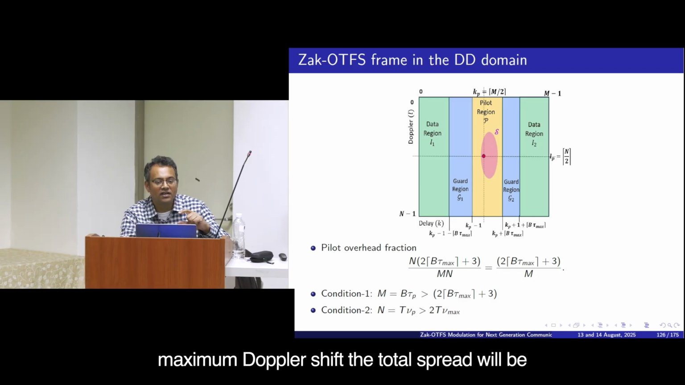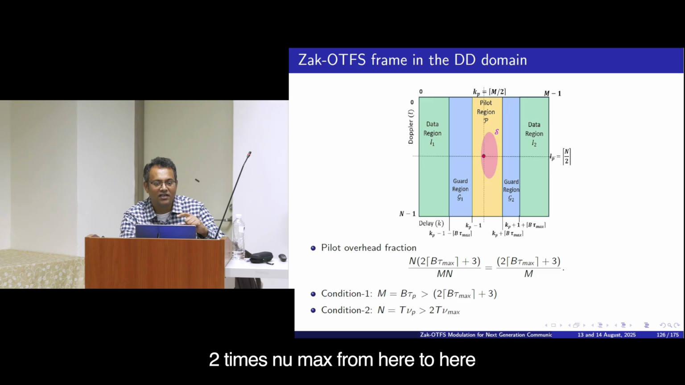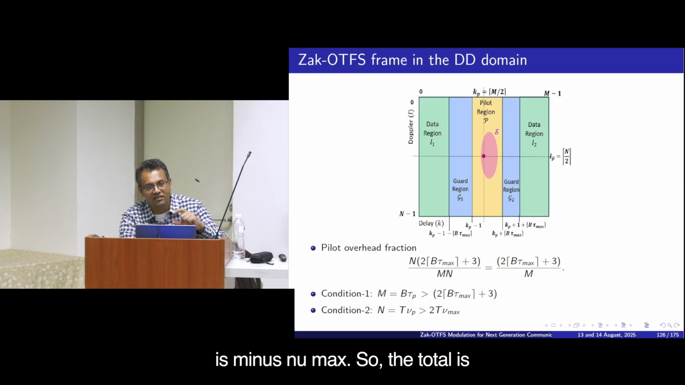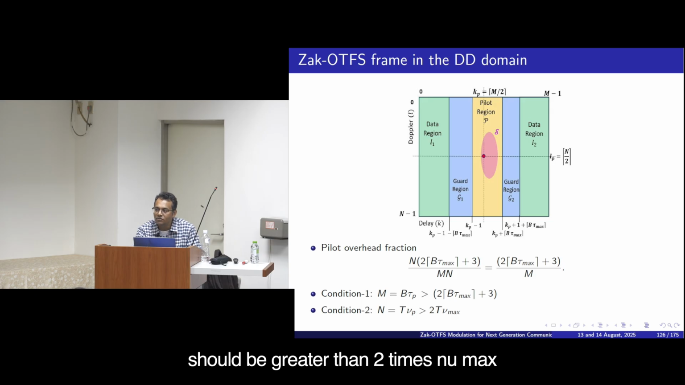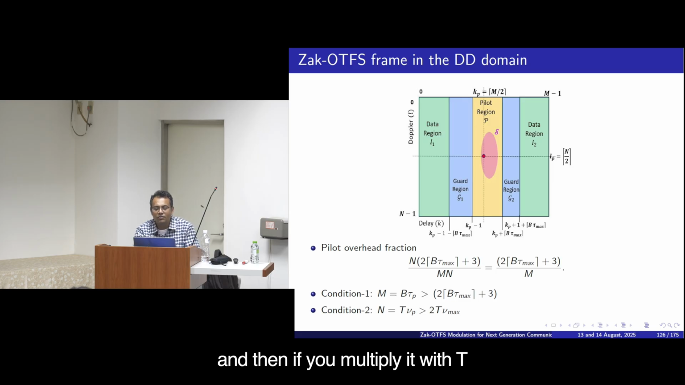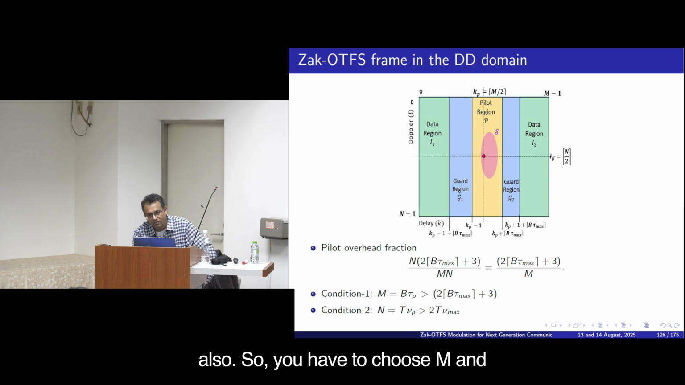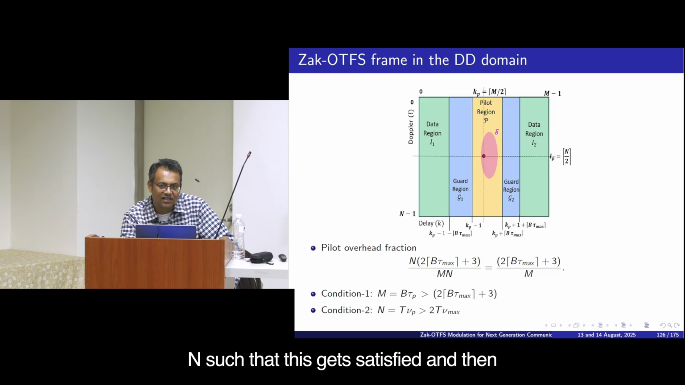The total spread will be 2 times nu max. From here to here it is nu max, here to here it is minus nu max. So, the total is 2 times nu max. So, this nu p should be greater than 2 times nu max, and then if you multiply it with T on both sides, you get this equation, and N is equal to T times nu p. So, you get a lower bound on N also. So, you have to choose M and N such that this gets satisfied.